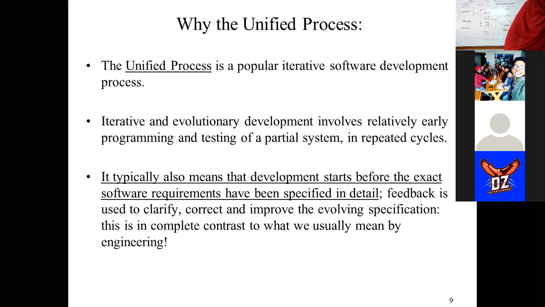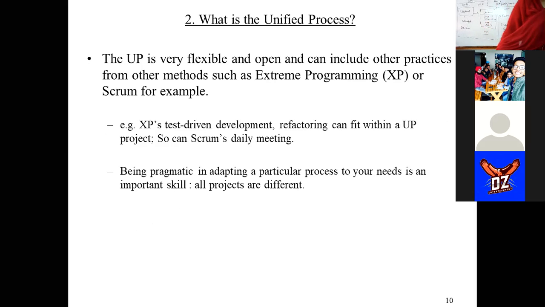Now, the unified process. This is called the unified process and is a popular iterative software development process. Like we have studied, iterative and evolutionary development involves relatively early programming and testing of the partial system in repeated cycles. It typically also means development starts before the exact software requirements have been specified in detail. So feedback is used to clarify, correct, and improve the evolving solutions. So what is the unified process? The unified process is like extreme programming basically, and is very flexible and open and can include other practices.